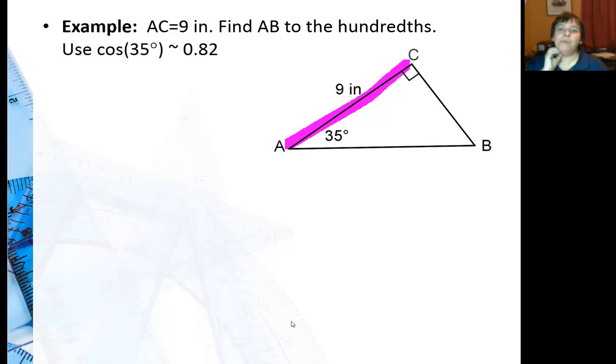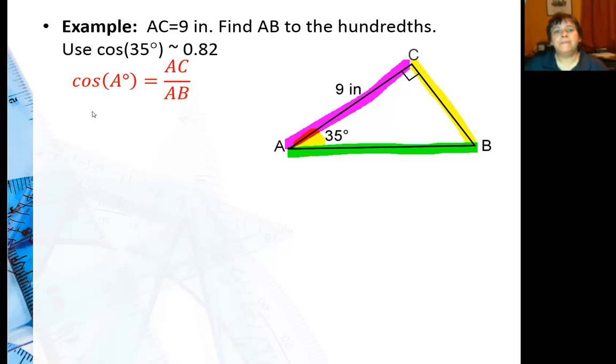In this example, I'm going to find AB, which is the hypotenuse. And I know the side that's 9 inches here. And so since I know the angle here and I know the adjacent side, I'm looking for the hypotenuse. The trig ratio that uses adjacent and hypotenuse is cosine. That's why I gave you cosine of 35 degrees here. So I'm going to go ahead and mark that. I will not be using the opposite side there, the BC.